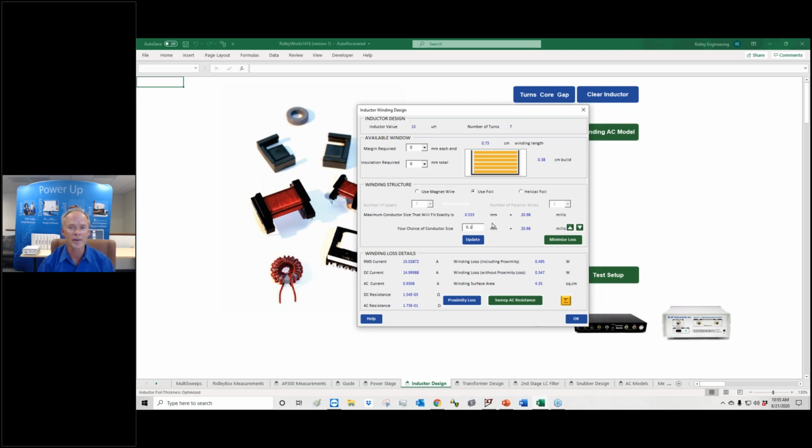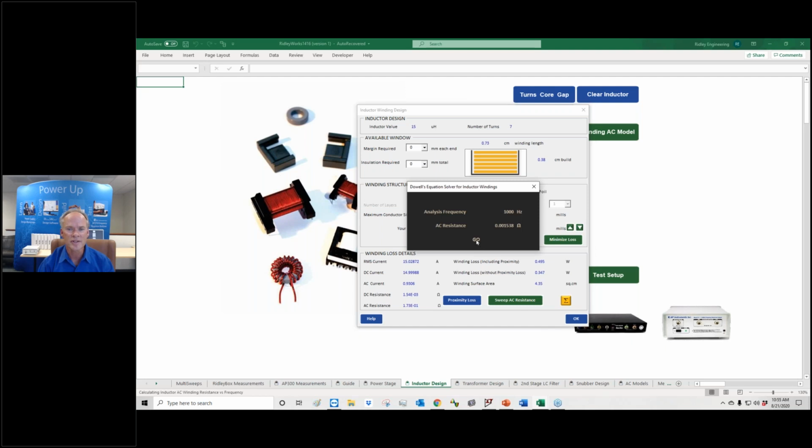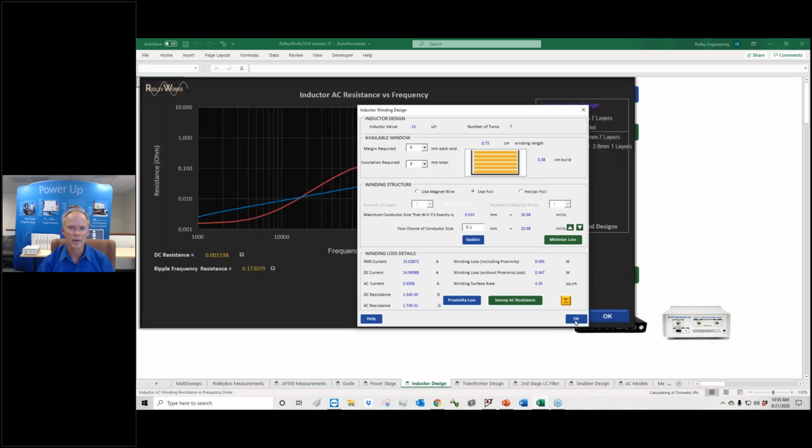But I just want to do this case here where we make that foil smaller and we sweep the AC resistance again. Solving Dowell's equation for inductor winding. Getting back to somebody's question, this is important for different topologies that have a stronger AC component. 10 kilohertz, 100 kilohertz, 1 megahertz, 10 megahertz. Okay, there we go. Solution complete.